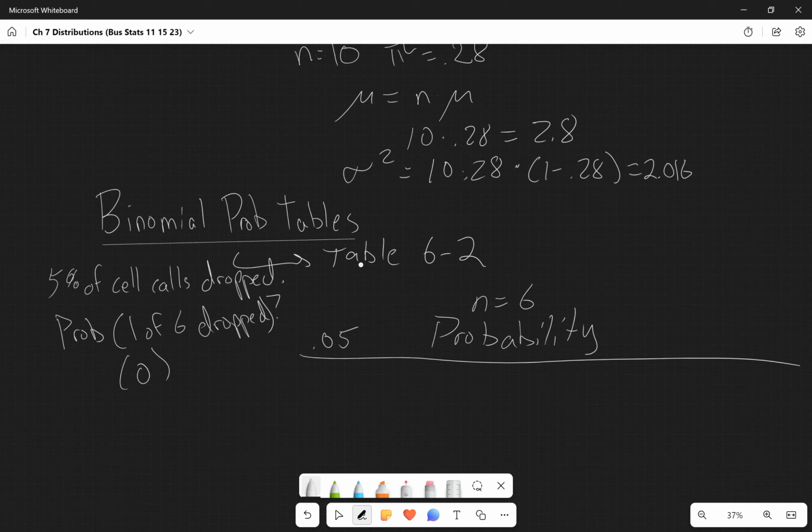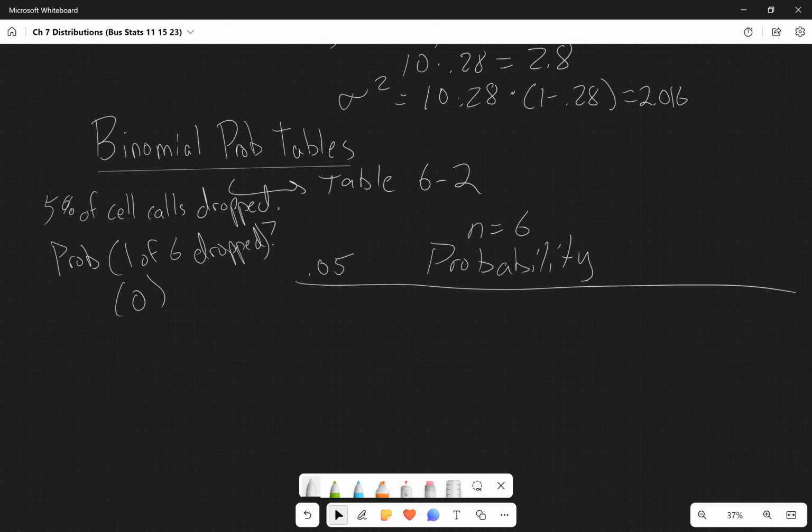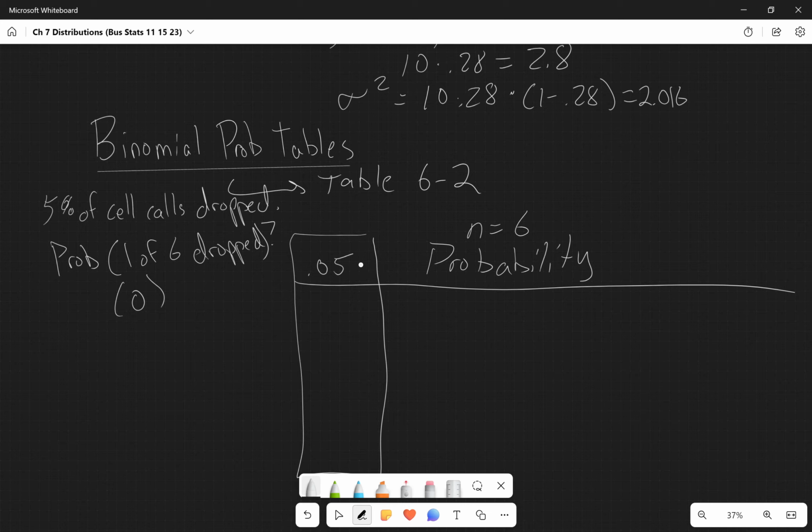So we have n equals 6. That's the total number that we have here, the 1 of the 6. We have a probability of 0.05, so we find the 0.05 column on the table, and that's the one we're going to look at. We have our pi on the column axis, and on the row axis, we have our x.